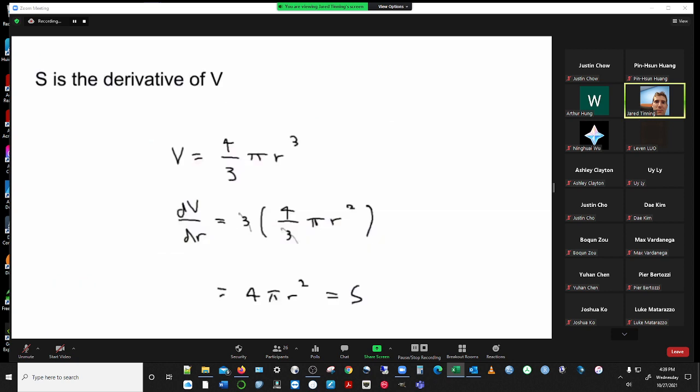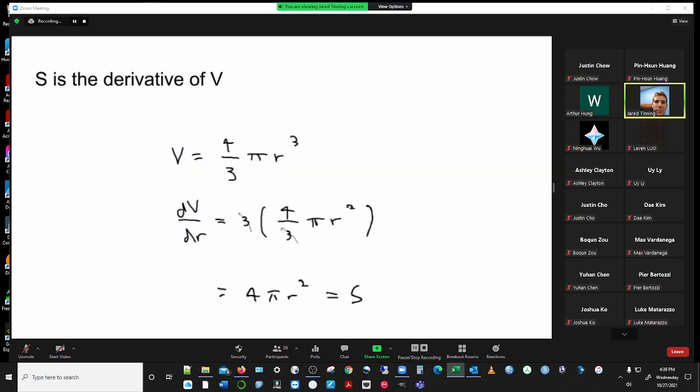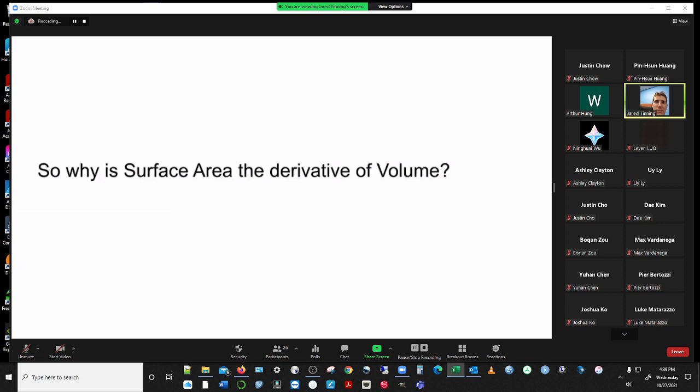From the question given, it is clearly evident that through the derivation of volume, we will receive surface area. This can be seen in this short section of working, where volume has been differentiated with respect to r, which is the radius. So why is surface area the derivative of volume?